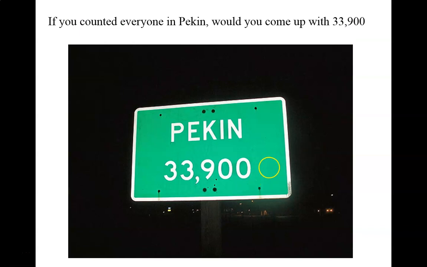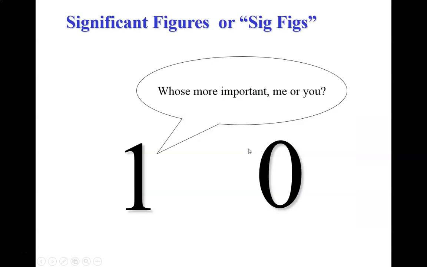If you were to look at a population sign for Pekin, wherever this is, and you counted up all the people in Pekin, would you expect to count exactly 33,900 people? No, you'd expect to count about that many people, and that's what those zeros indicate to you without you being necessarily conscious of it. It means about, and that has to do with significant figures.